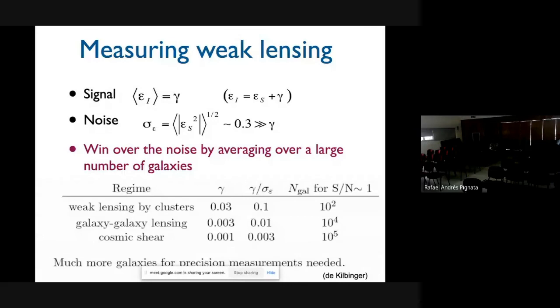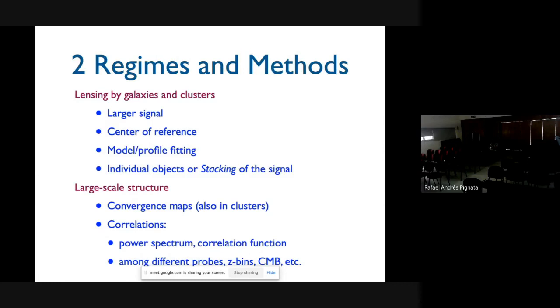So for an individual measurement, the signal-to-noise is very small. So to get a signal-to-noise of 1, you have to measure really a lot of these galaxies so that the uncertainty in the mean gets proportionally small, right? So you need hundreds, let's say thousands, of measurements to measure the shear on a single galaxy, right? Okay.